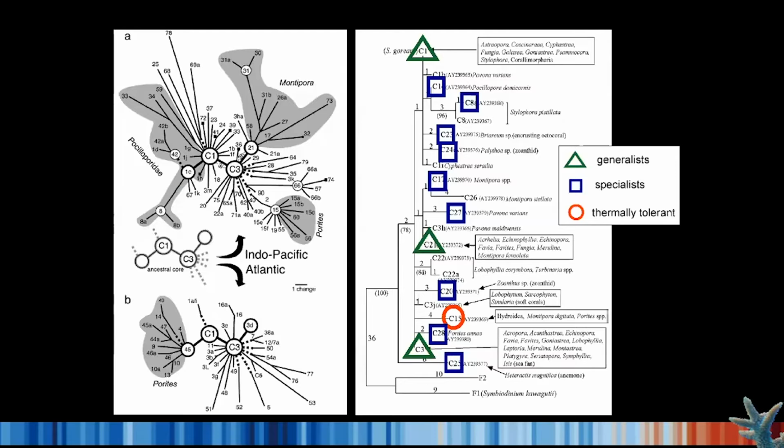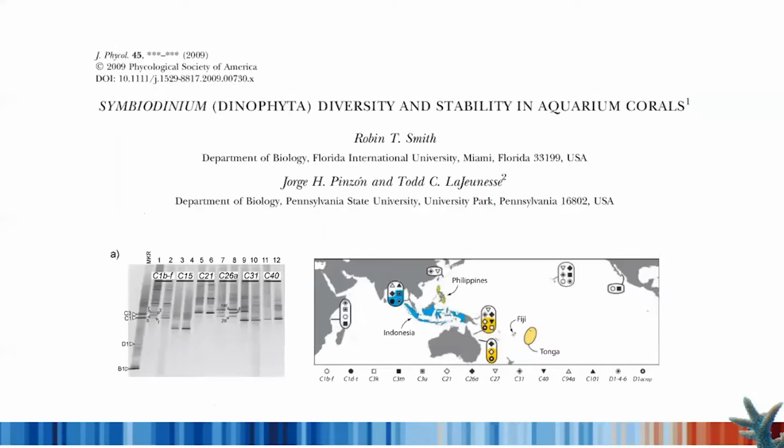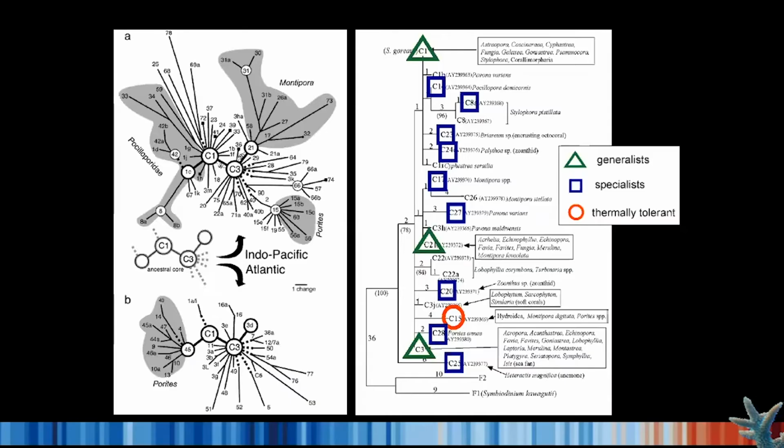And then as we did more and more of this work, we started pulling out certain symbiont species that seem thermally tolerant. So C15 is one, and then D1A, which is going to be the rest of the work that I did in grad school and postdoc, that we finally identified and published that this thing's an invasive species in the Caribbean.